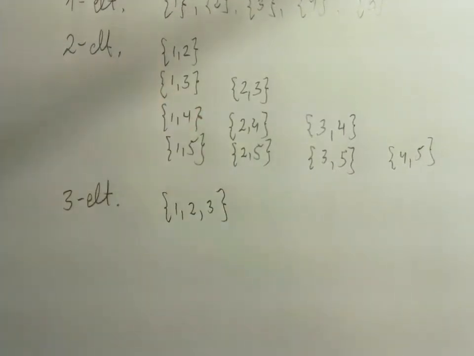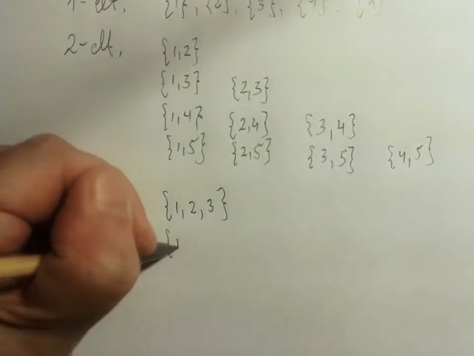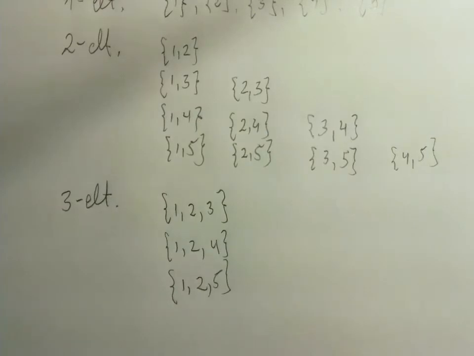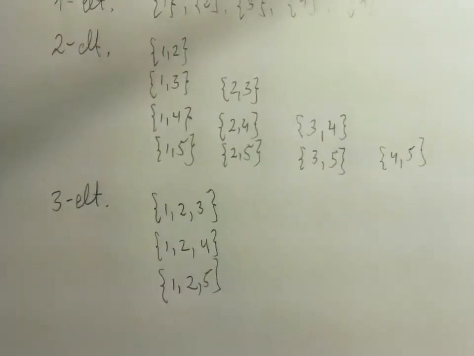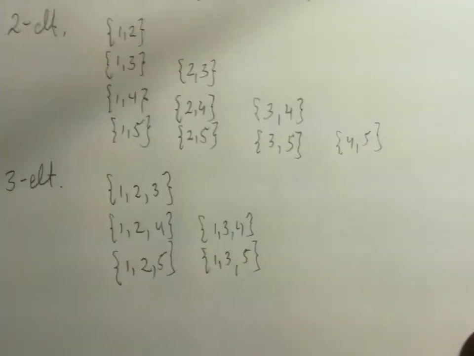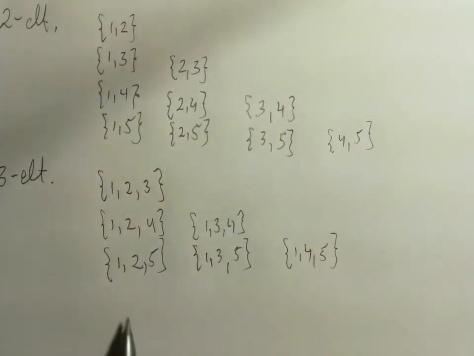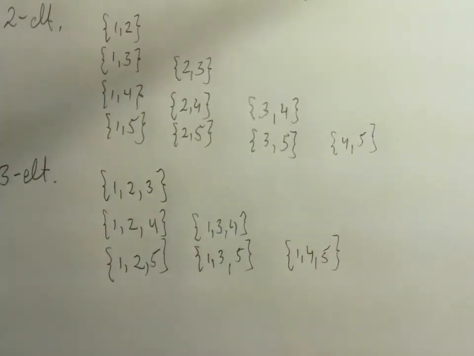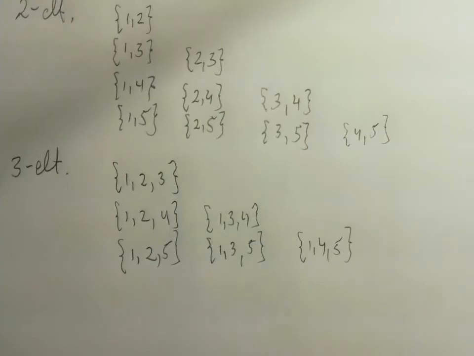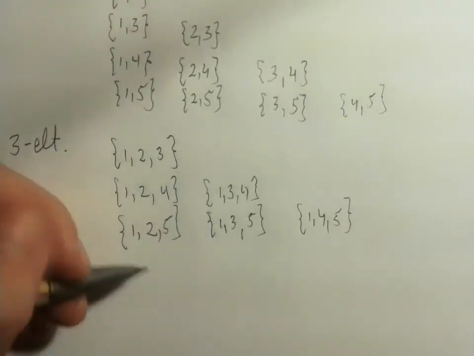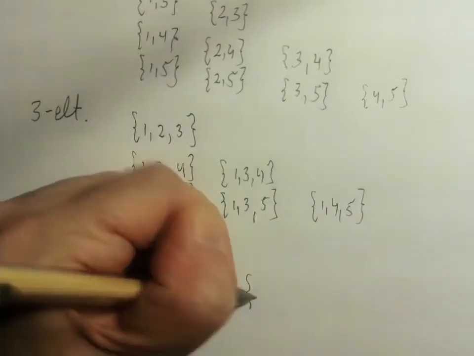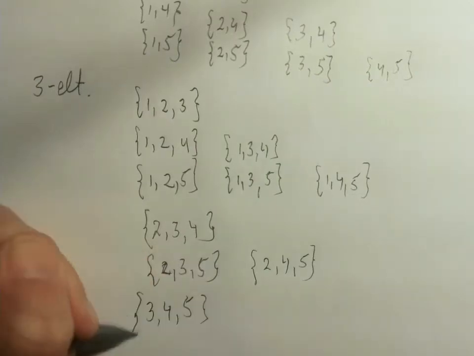So to be organized, we're going to fix 1 and 2 and run with it as far as we can. 1, 2, 3, 1, 2, 4, and 1, 2, 5. Let's roll up to 1, 3: 1, 3, 4, 1, 3, 5, and 1, 4, 5. So these are just the ones that have 1 in them. Now let's roll up to 2. So that is 2, 3, 4, 2, 3, 5, 2, 4, 5, and finally 3, 4, 5.